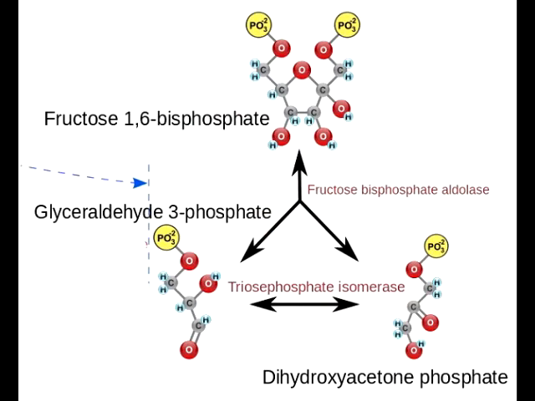Once we've created fructose 1,6-bisphosphate, we're going to look to create glyceraldehyde 3-phosphate. And this is done via the enzyme fructose bisphosphate aldolase, which is essentially cleaving the fructose 1,6-bisphosphate in half to create glyceraldehyde 3-phosphate.